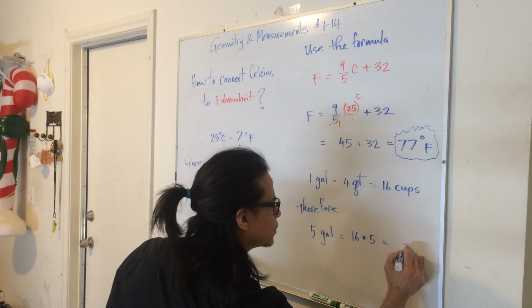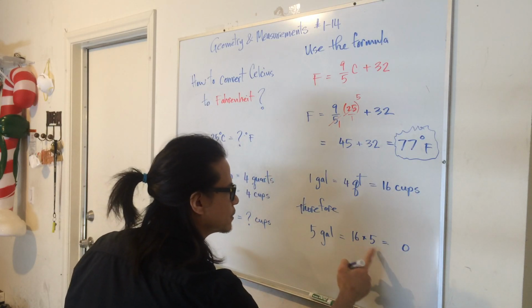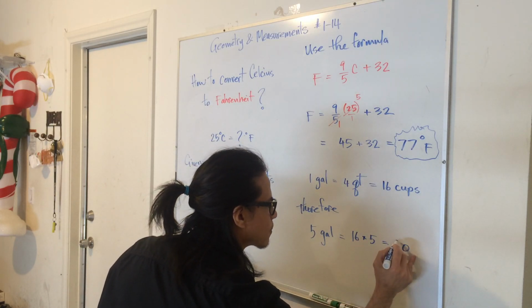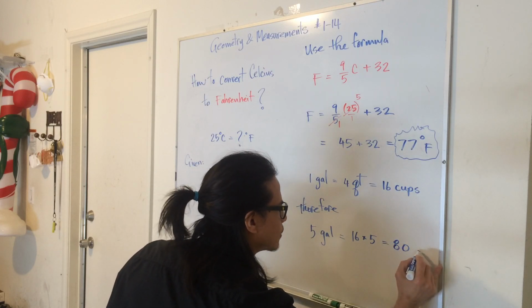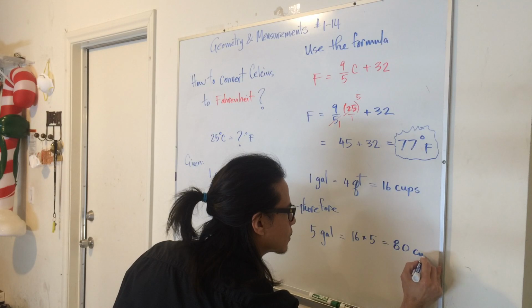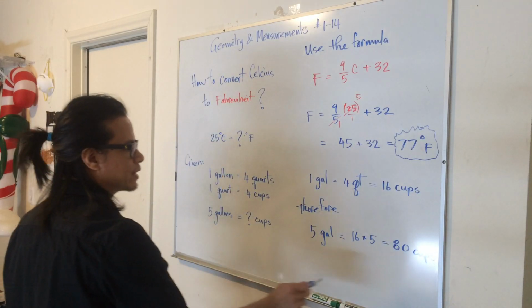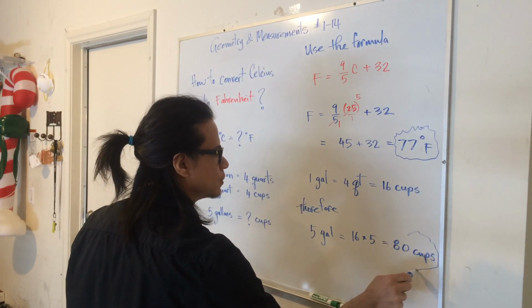So it's up to you to multiply this out. 6 times 5 is 30. Carry over the 3. So I'll get 80 cups. So ultimately 5 gallons is equivalent to 80 cups.